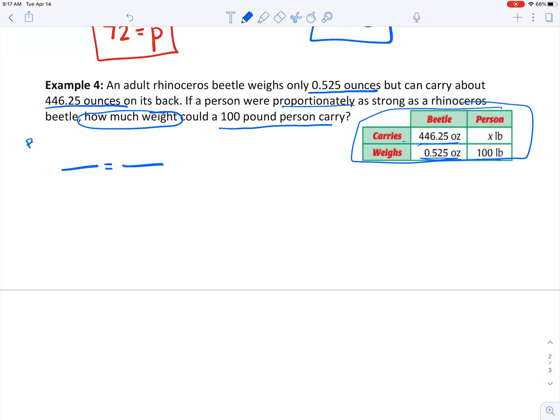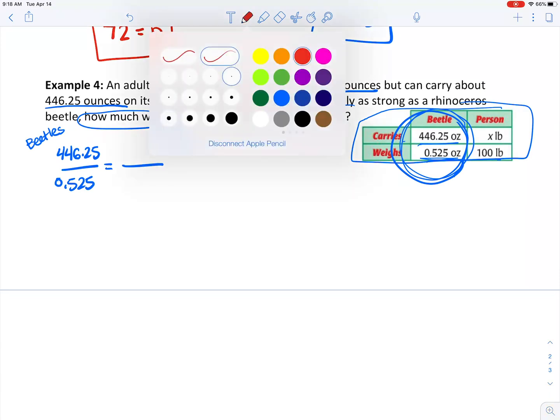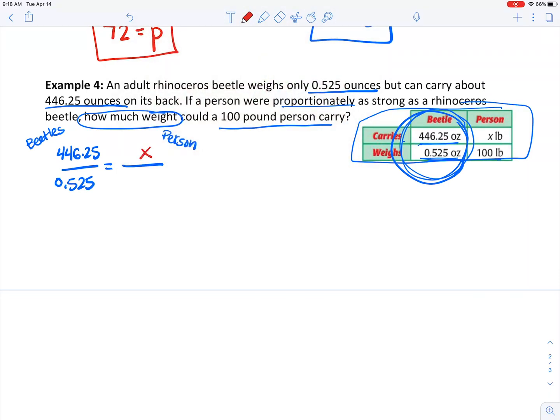All right, on the left side, I'm going to write the beetle's facts, and on the right side, I'm going to write the person's facts, just to kind of keep that straight. So the beetle can carry 446.25 ounces and weighs 0.525 ounces. So basically, I just took this right here and I copied it down. Okay, and then the person carries X pounds and weighs 100 pounds. So I just took this and wrote that down.